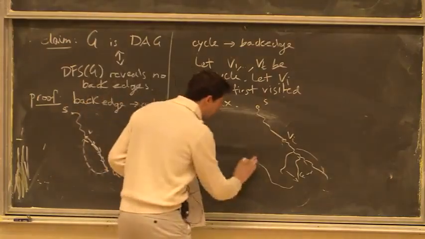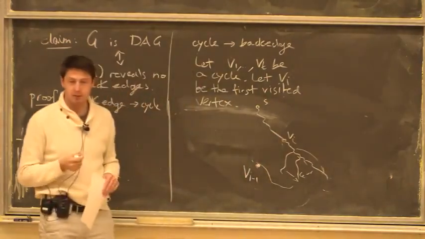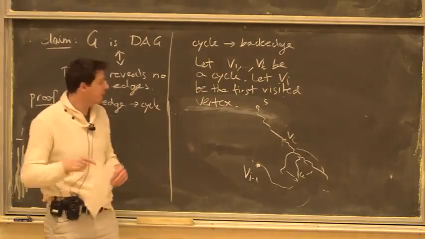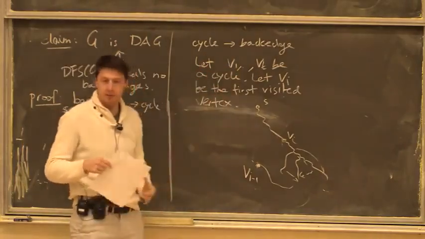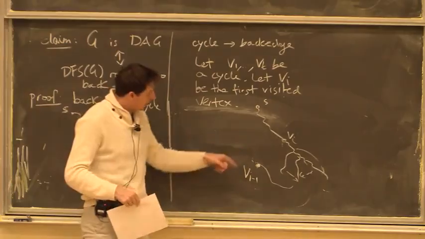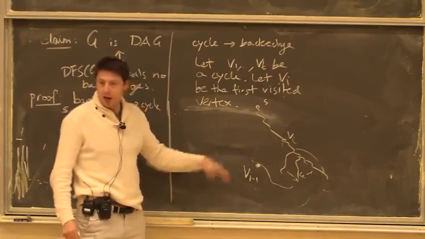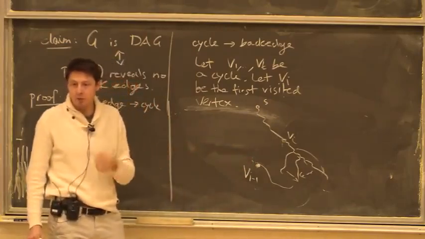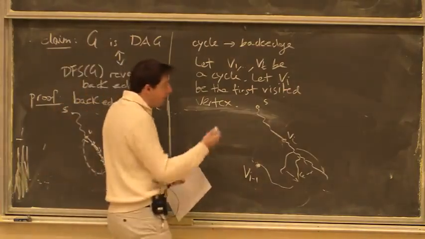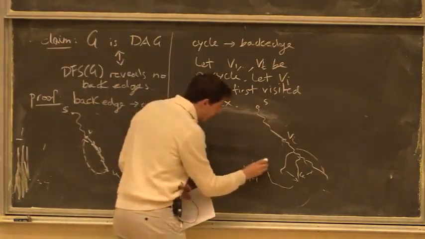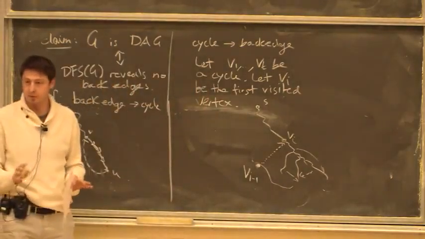In particular, somewhere down here, there will be Vi minus 1, the vertex that immediately precedes Vi in the cycle. If Vi is V1, then it will be Vt, right? Now, whenever explore is run on Vi minus 1, and we know that this will happen, among the various edges that will be considered, there will be the edge that goes from Vi minus 1 to Vi. But Vi is already on the stack, so this will be a back edge. So that's the proof.